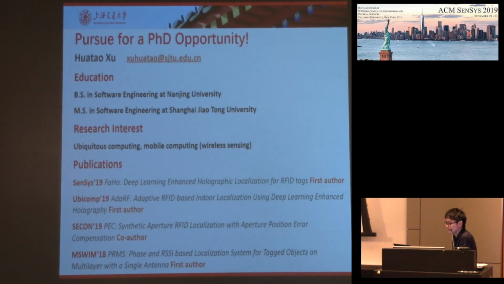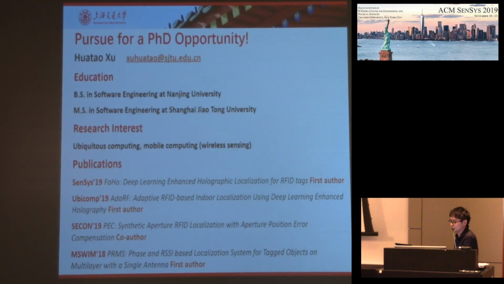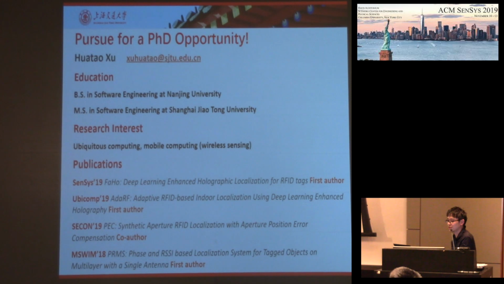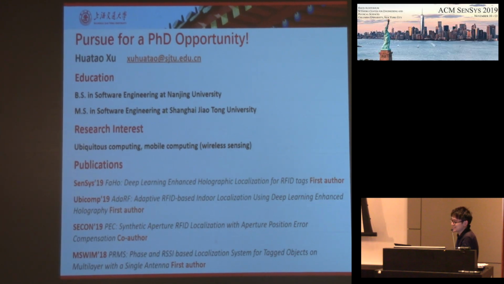And in the end, let me use this chance to make a little advertisement for myself. I'm FaHo, a final year master student in software engineering at Shanghai University. I received my bachelor's degree at Nanjing University. My research interests lie in ubiquitous computing and mobile computing, especially in the related field of wireless sensing. And currently I'm looking for a PhD opportunity.